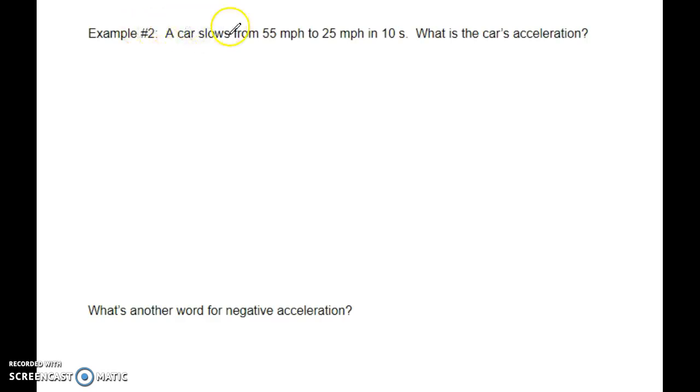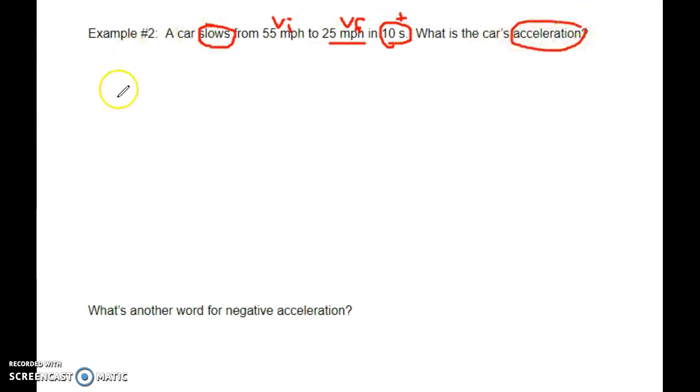In our example number 2, a car slows, so that's important. So remember, that's our negative acceleration. So 55 miles per hour is going to be our V initial, because that's what we're starting with. And the 25 miles per hour is going to be our V final. And again, we have 10 seconds, which is our time. And we are solving for acceleration.